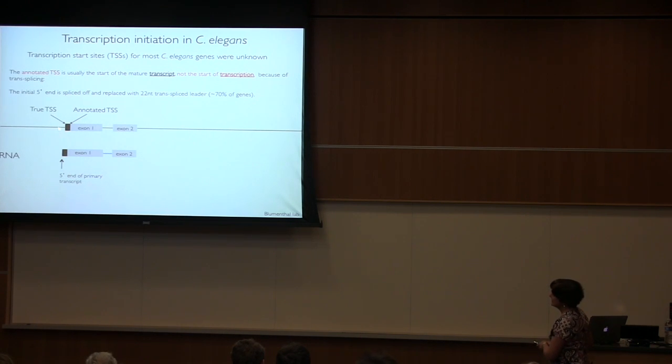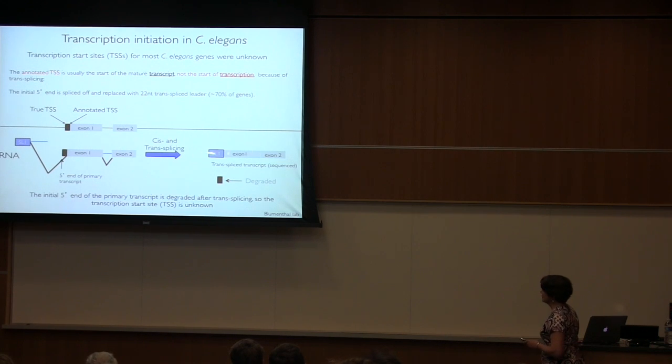So what happens is, if this is the true TSS, let's say this is a gene of two exons, and here's the primary transcript, that's the 5' end at the end of that little black bit. What happens is in trans, SL1, this trans-splice leader, usually SL1 is trans-spliced on, so you get cis and trans splicing. Here's our mature transcript, so that's the start that's in WormBase, and this little bit's degraded, and you never see it, and so we don't know where transcription started.